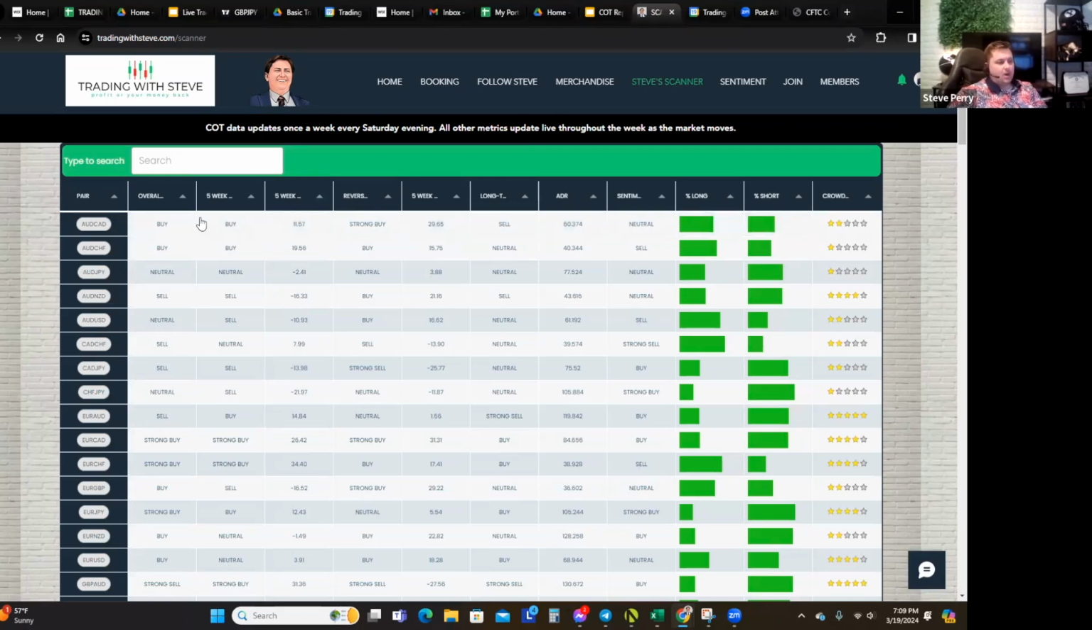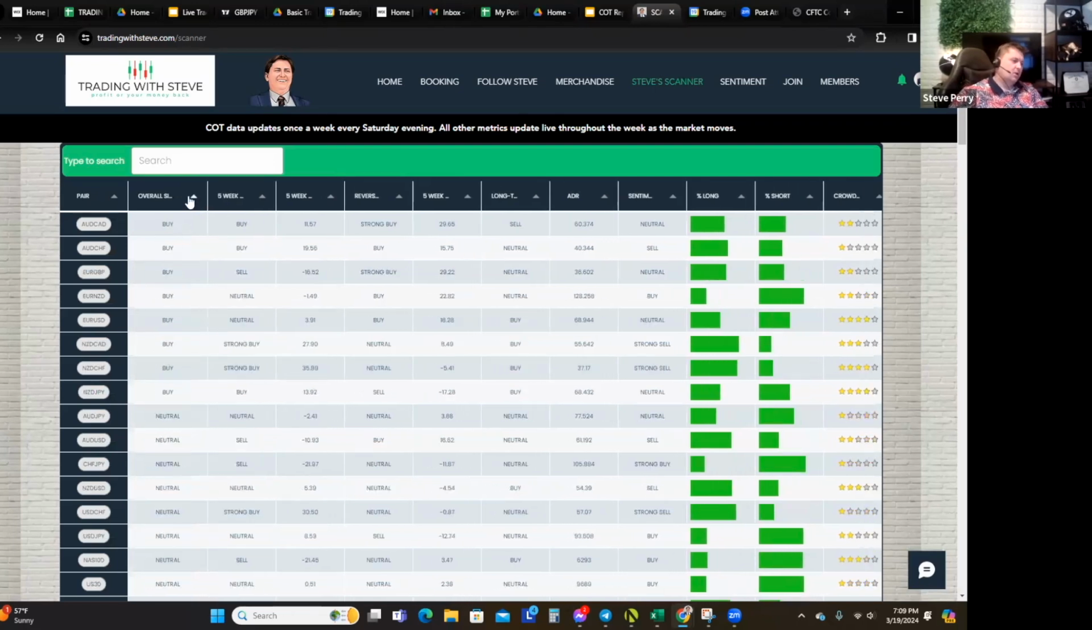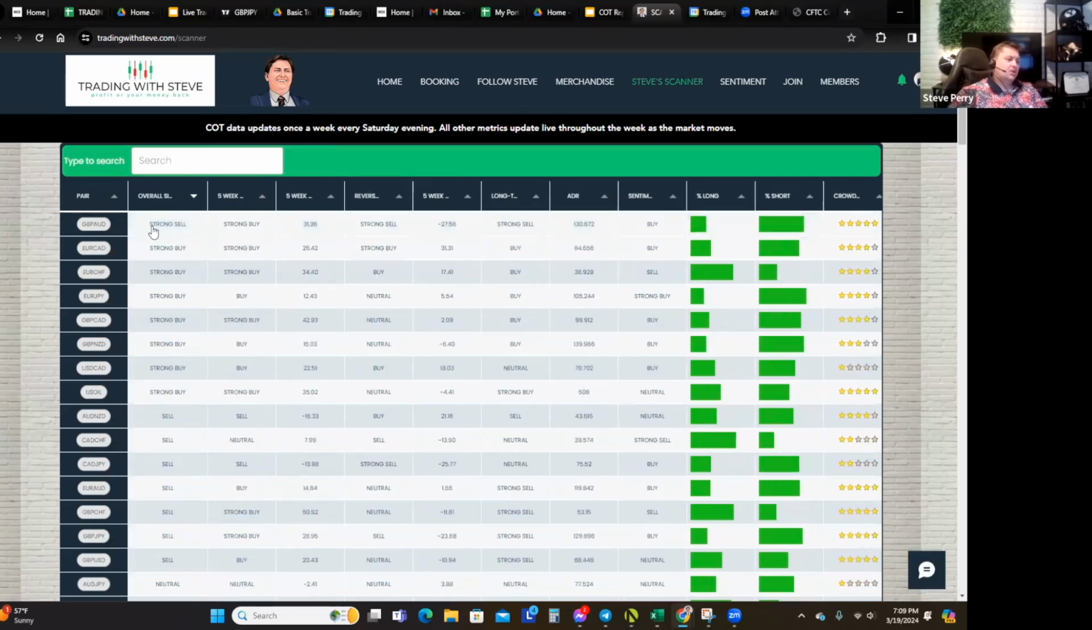So, a couple of things. I think everyone knows that when we take weekly trades, we're filtering by overall signal. So we want to take the top strong buys and strong sells from the overall signal column. But then there's all these other columns, and what do they mean, and what's the relationship to each other?